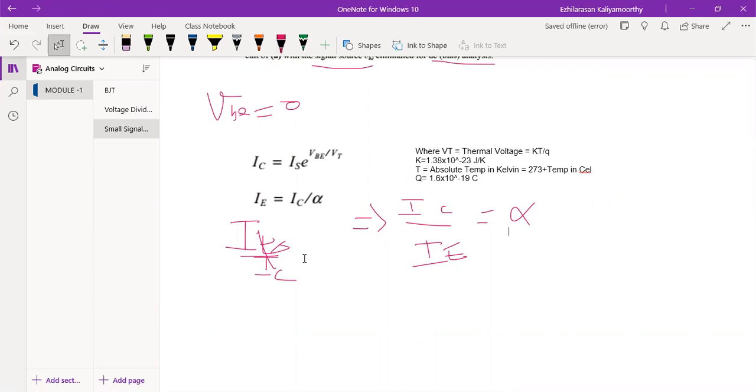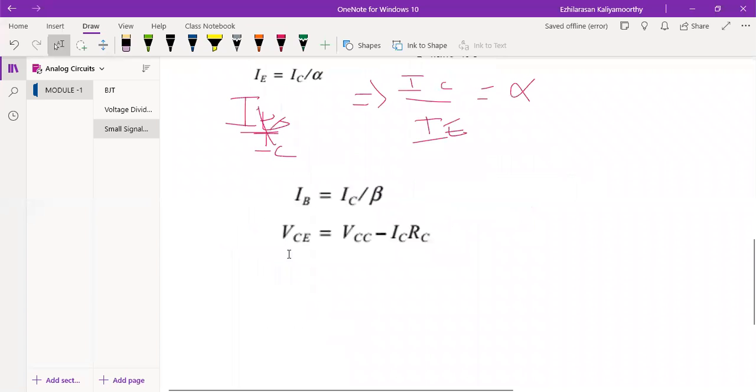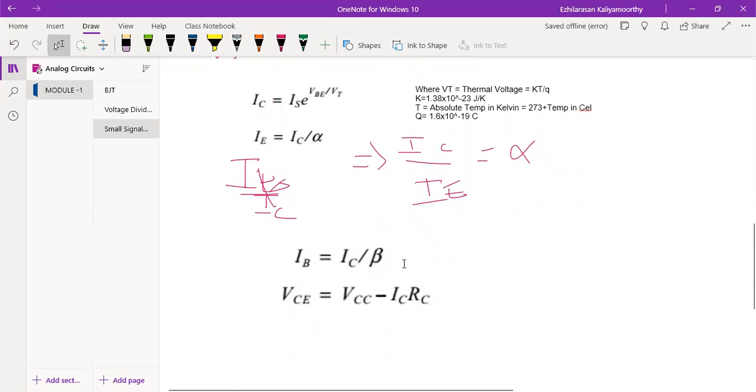Next, the next parameter is this. See here, IB. IB is equal to IC by beta, because two parameters are there. I can say IC by IB. The output IC is nothing but the output current, and IB is nothing but the input current. That will be equal to beta.